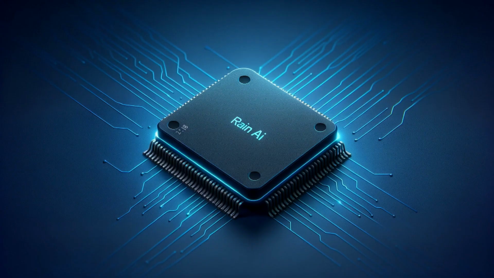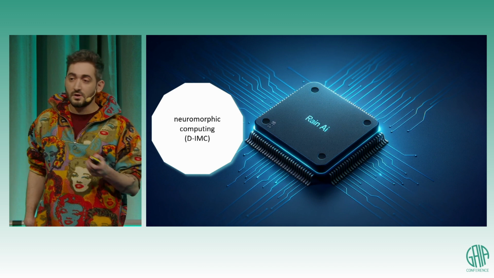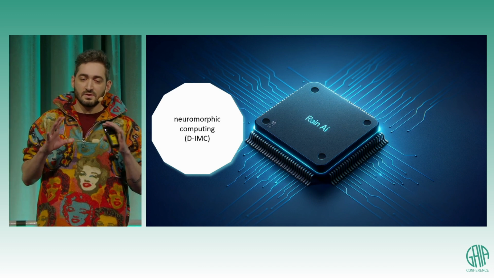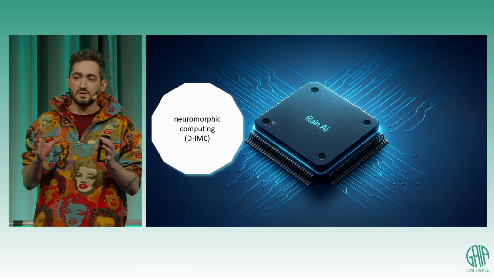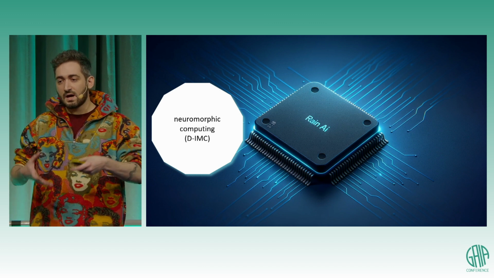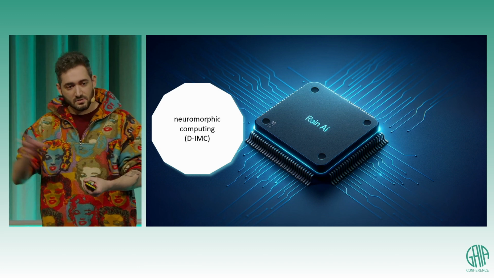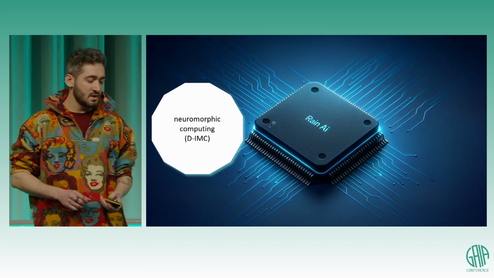And indeed, Rain AI is this really innovative startup in San Francisco, founded on basically two principles. The first one is neuromorphic computing. In particular, they work on DIMC, which means digital in-memory computing. This is a really cool way of doing computing, because the computation happens in the storage, effectively. So there is no data transition between GPU and storage.